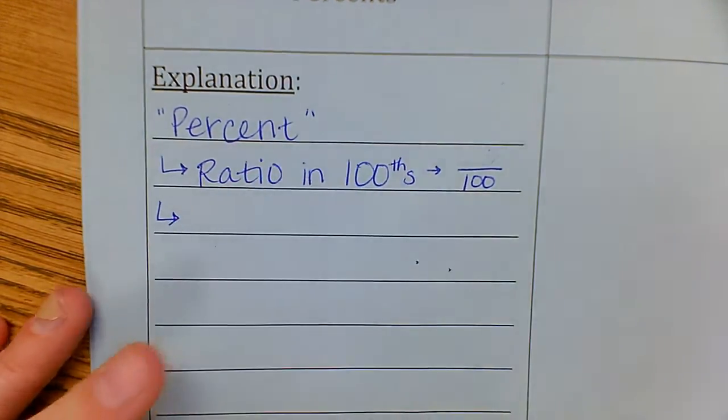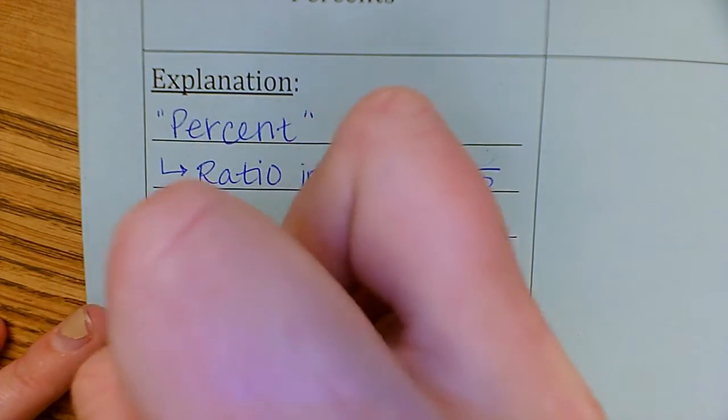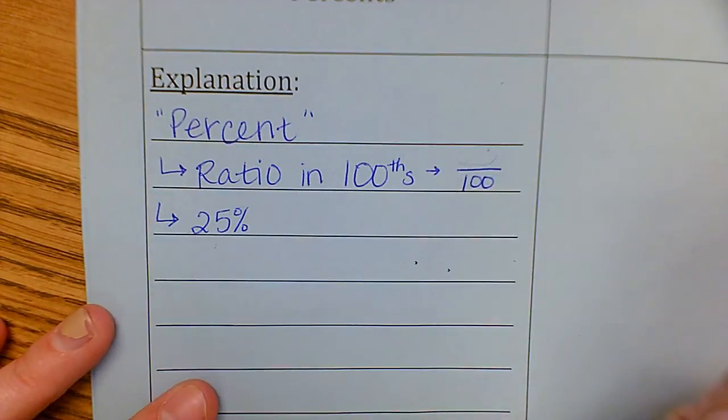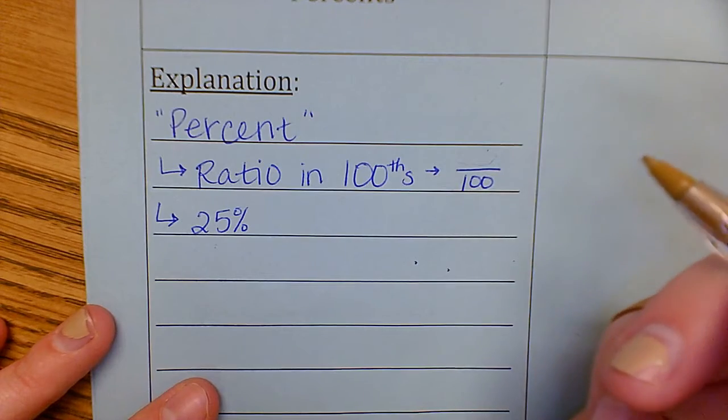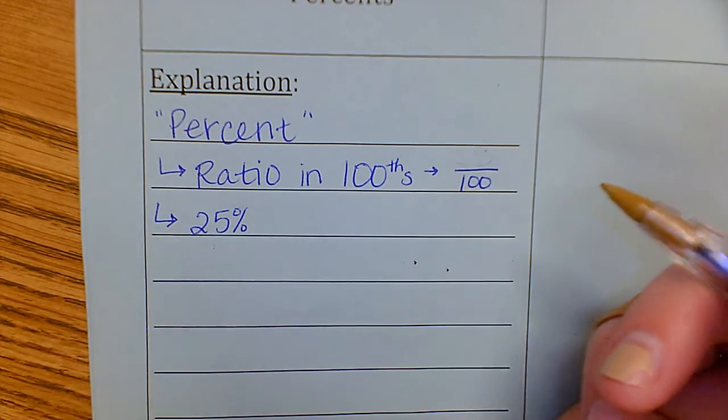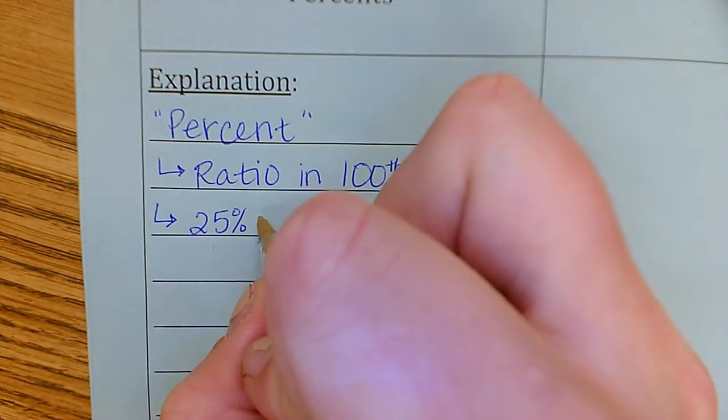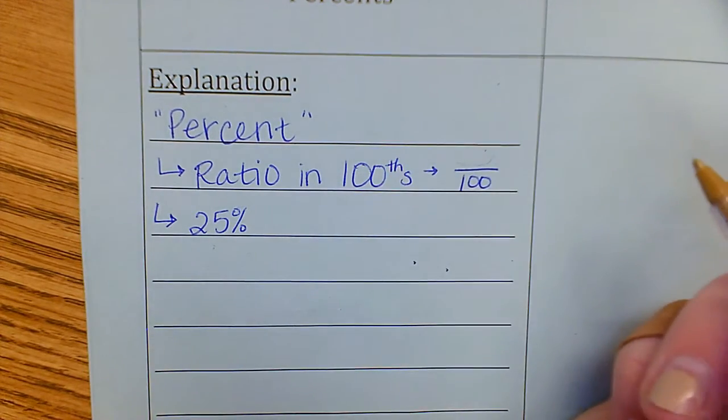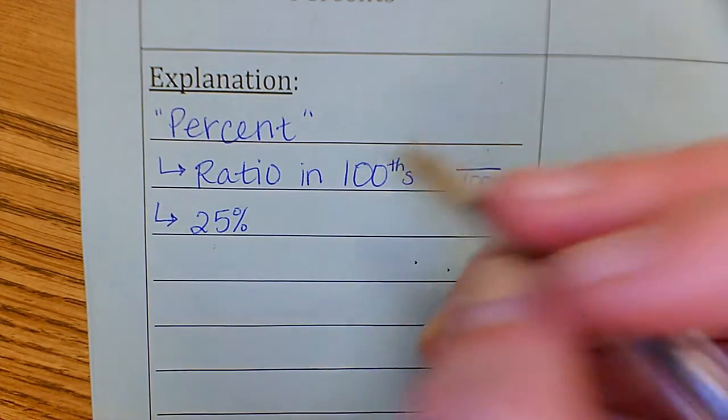So for example, if we had 25%, and we should have talked about in our warm-up how to make that a decimal, if we did that as a decimal, it would be 0.25.